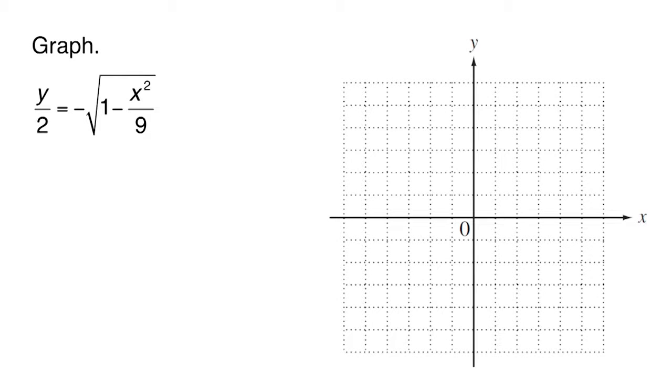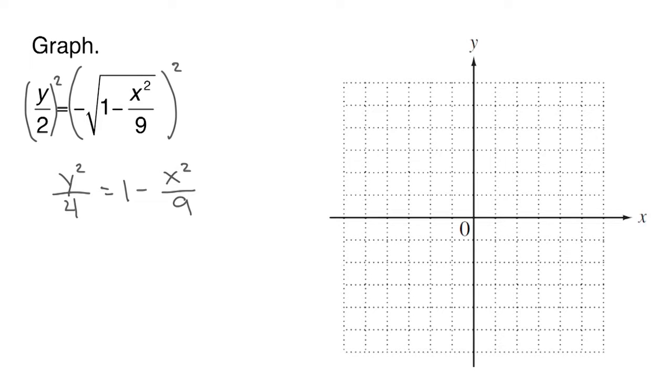Graph y over 2 equals negative the square root of the quantity 1 minus x squared over 9. In order to graph, we'll first rewrite this equation in an equivalent form. We'll start by squaring both sides. When we do that, we get y squared over 4 is equal to 1 minus x squared over 9.